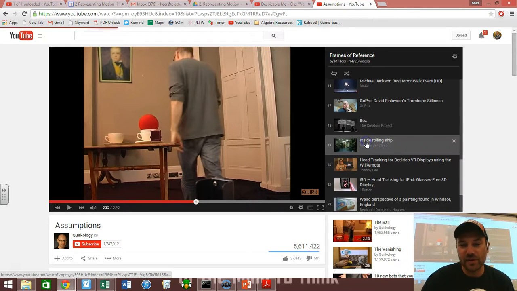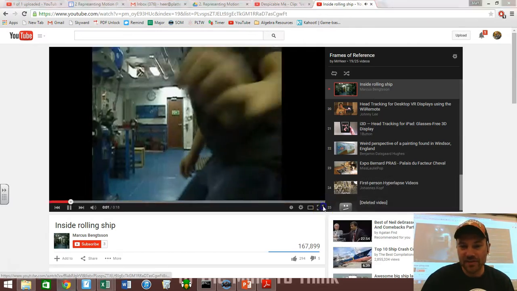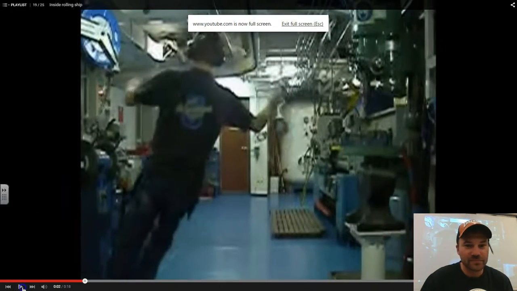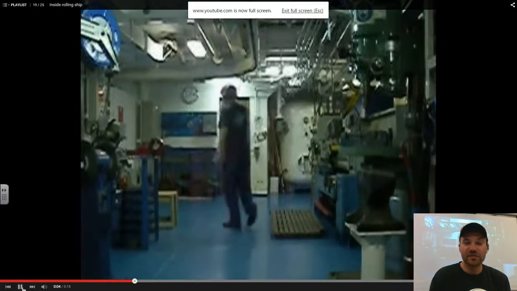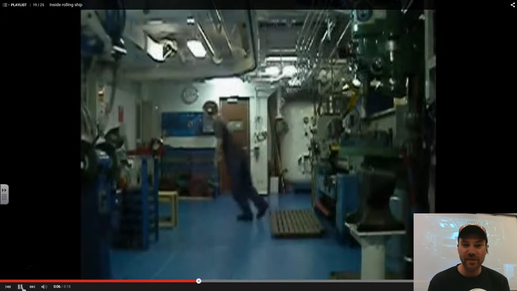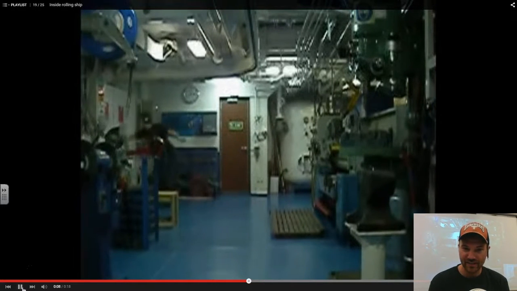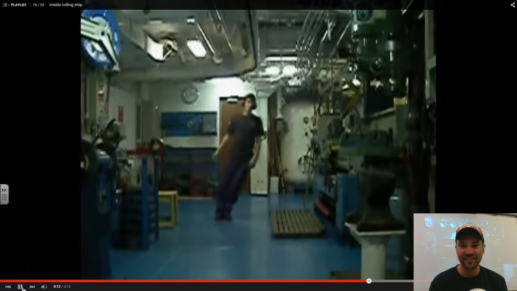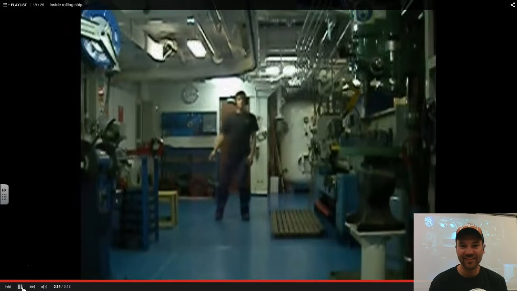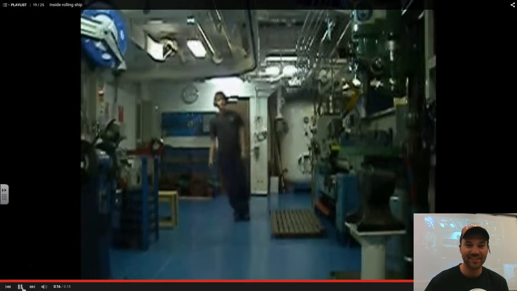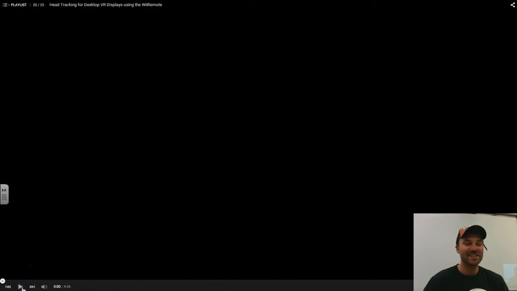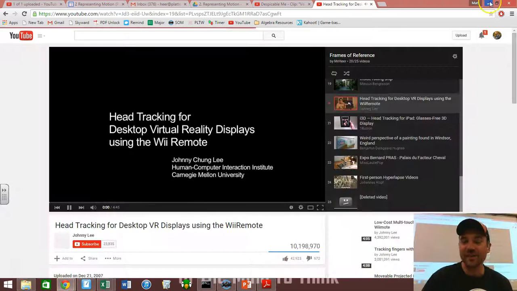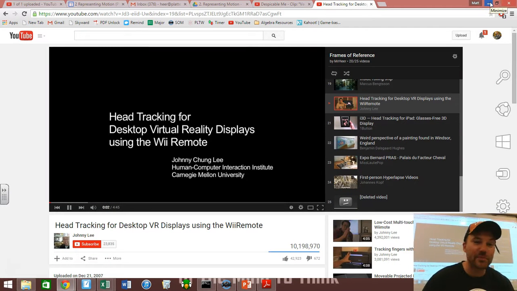Here's another one. This one's a fun one. This is from inside of a ship. And now you're viewing this from the perspective of the ship. Very fun. So that one was a frame of reference of the ship.